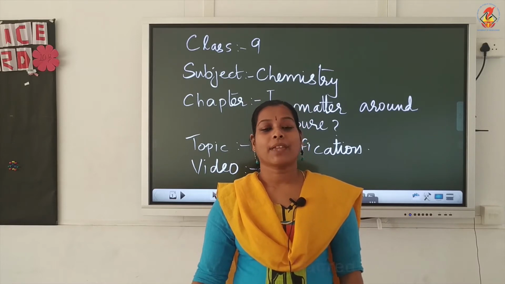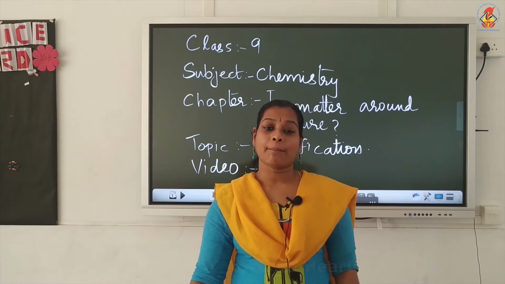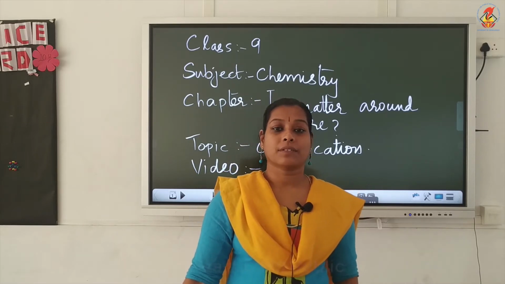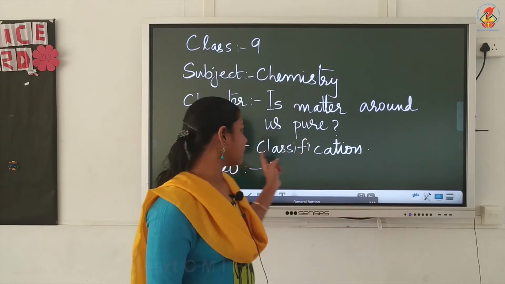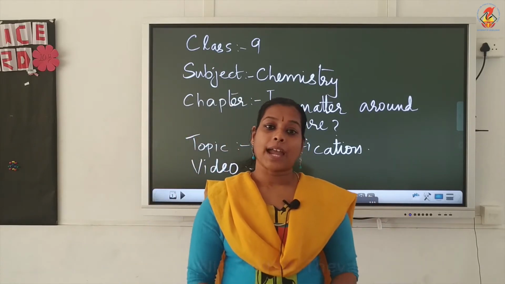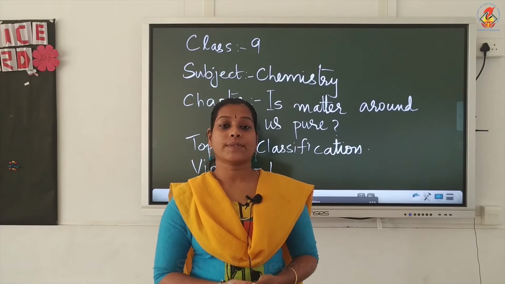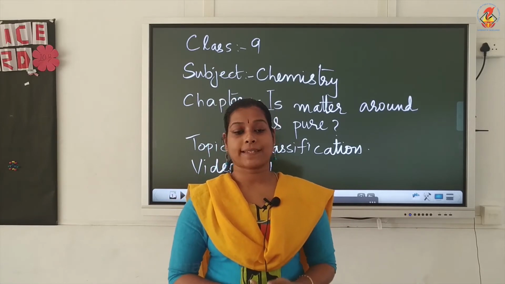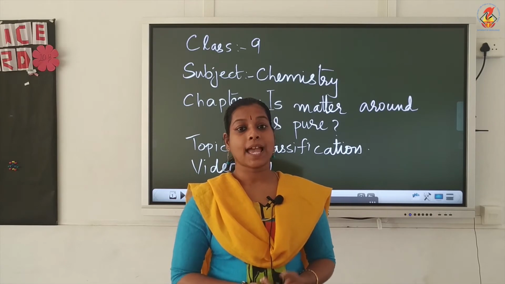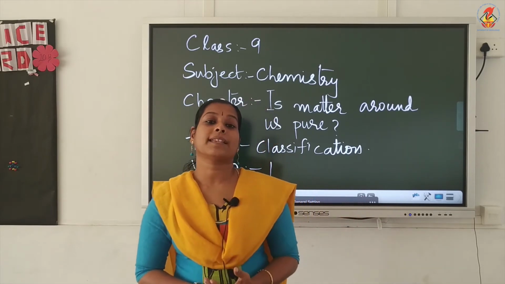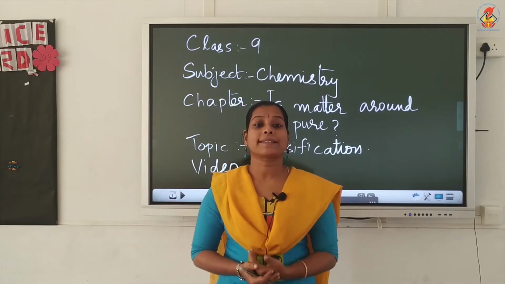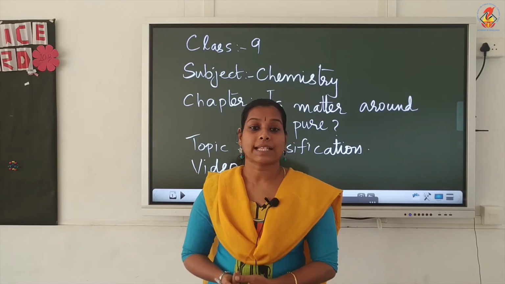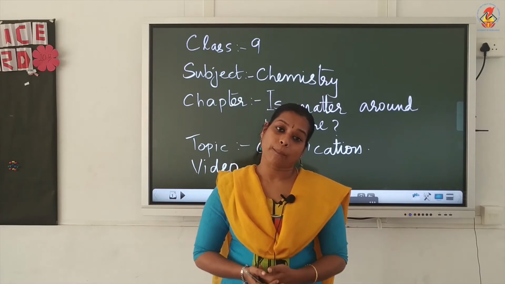Last class we have seen the first chapter, matter around us. Today we will move to a fresh topic, that is, is matter around us pure? In the first chapter we saw the classification of matter based on physical properties as solids, liquids and gases. In this chapter we will see the classification of matter based on chemical properties. How are matter particles classified based on their chemical properties?